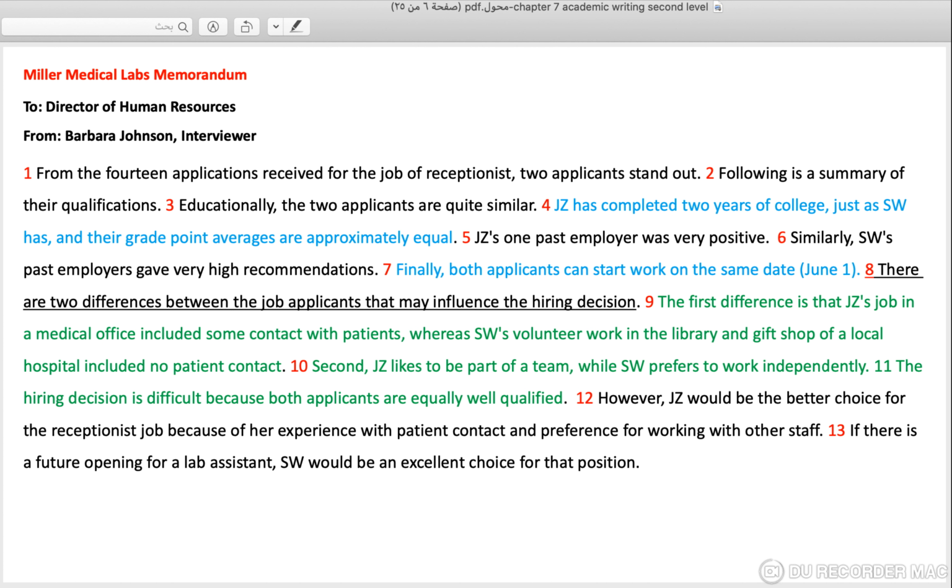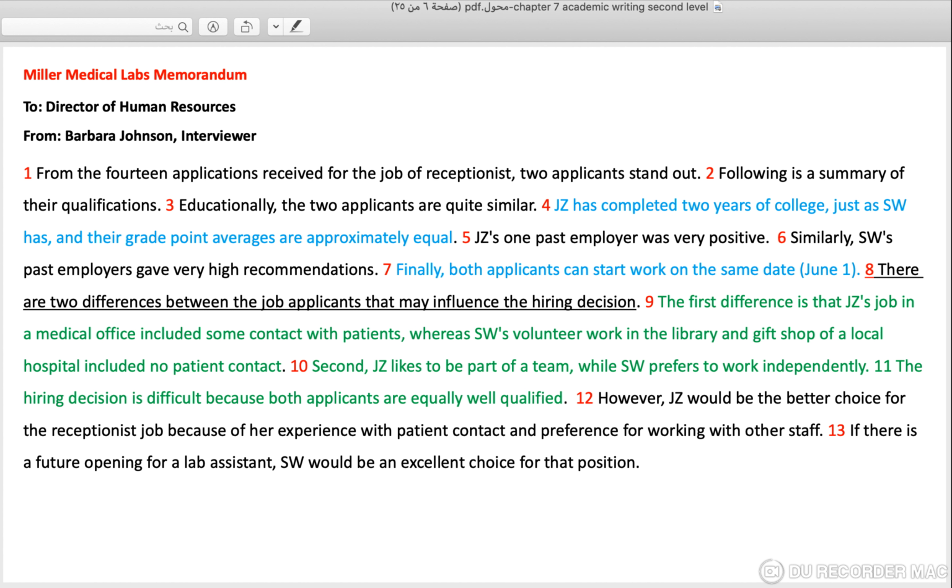Myler Medical Labs, Memorandum to Director of Human Resources, meaning here I am the Director of Human Resources, from Barbara Johnson, interviewer, who is the one who conducted the interview. For the 14 applications received for the job of receptionist, 2 applicants stand out. Following is a summary of their qualifications.